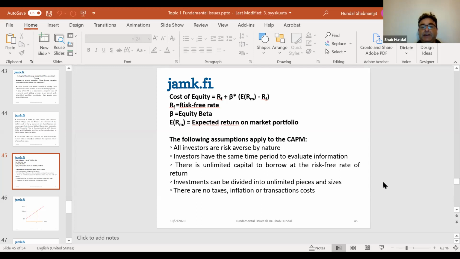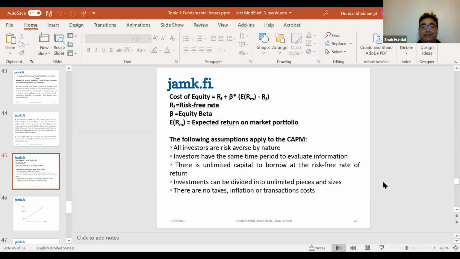Investments can be divided into unlimited pieces and sizes. So the investment is divisible. You can make one investment of $1 million, or you can make 1 million investments of $1 each. But we know that that's not true. There is a minimum size of investment which you must undertake. So that is also an assumption which is probably not so realistic.